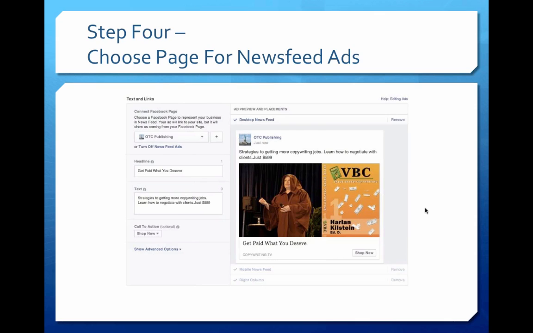And what happens is that this ad does not appear on my page. This is called a dark post. The people who are making the most money on Facebook are using dark posts. A dark post means that it is not seen on your timeline. It is only seen as an advertising thing.